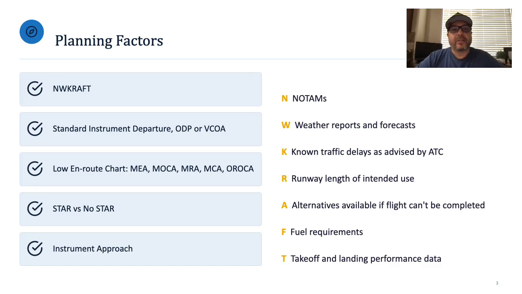So planning factors. Before we sit down and actually start planning our flight, we're going to go ahead and look at all the planning factors involved. Starting with NOTAMs and weather. This is the most important part of any flight plan. This is your go, no go.